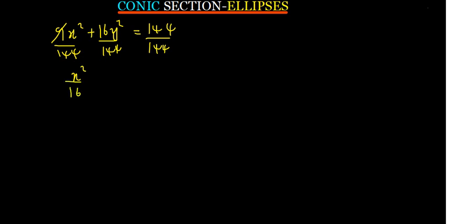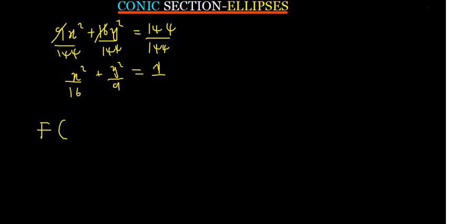Okay, so from here 9 can go into 144, so we're going to have x squared divided by 16. 16 can also go into 144, so we have y squared divided by 9, that is going to be equal to 1. So we can see that this is an ellipse. For this ellipse we don't have anything added there, meaning that the center is at 0, 0. And we can see that 16 is bigger than 9, meaning that the major axis is the x-axis.